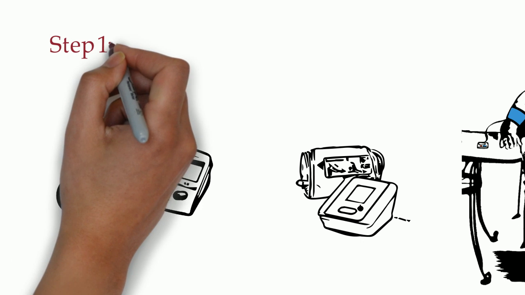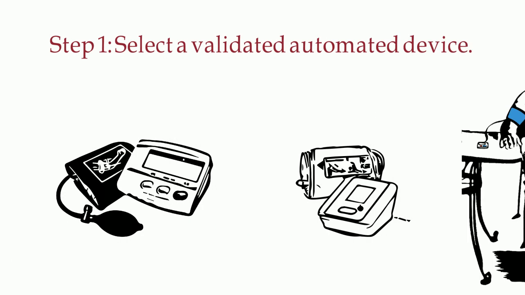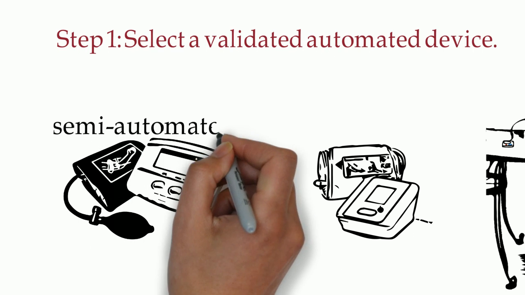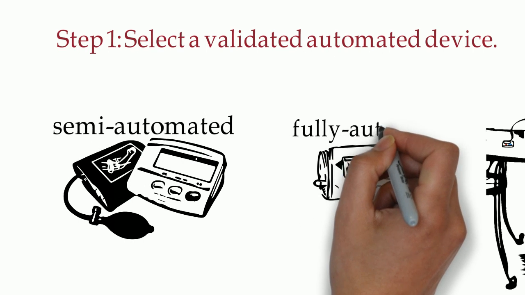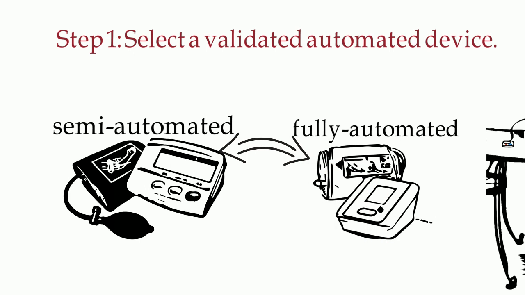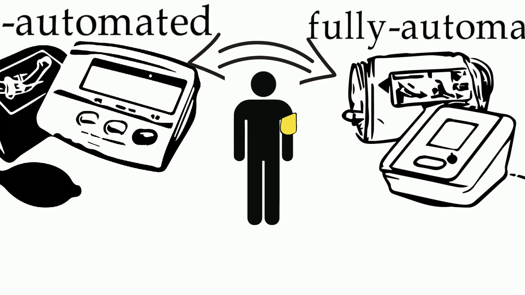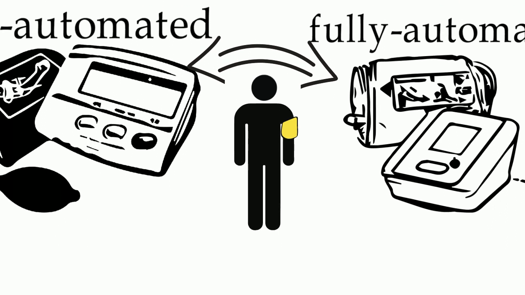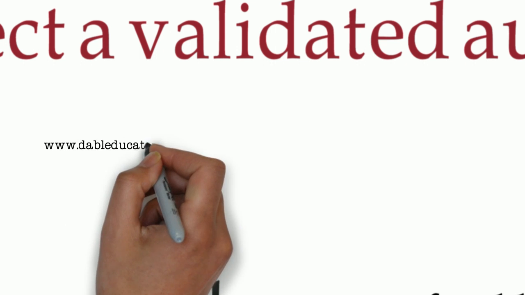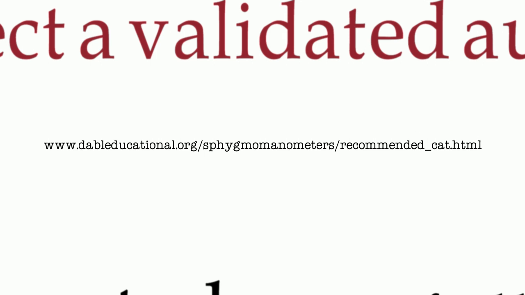Step 1. The first step in measuring blood pressure is selecting a validated, semi-automated, or ideally, a fully automated device. Working groups recommend the use of automated blood pressure devices that have been independently validated and use an upper arm cuff whenever possible. Devices that have passed international standards can be found at this website.